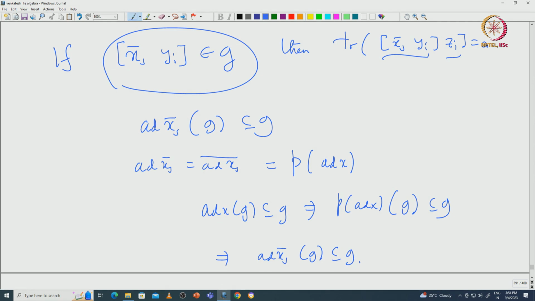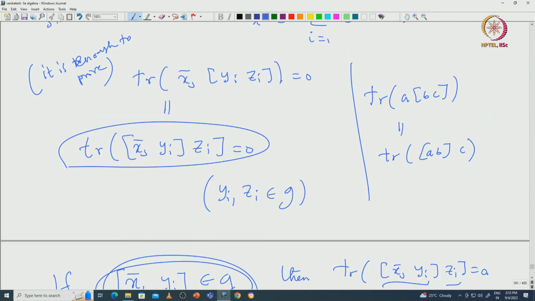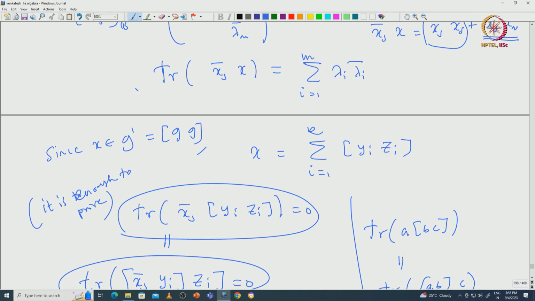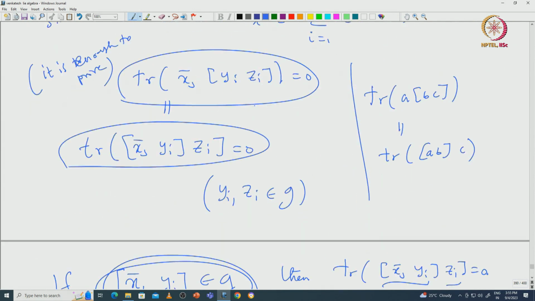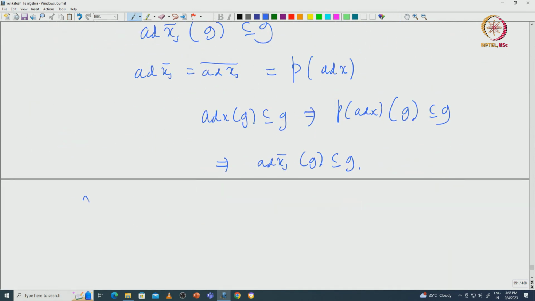So that implies that [xs bar, yi] is in G. That means the trace of xs bar times [xs bar, yi] is 0, which says that the trace of xs times x is 0. So that proves that the summation of lambda I bar is 0, which implies that lambda is 0. It is actually a very tricky proof, but it really proves that this trace condition indeed gives us solvability.